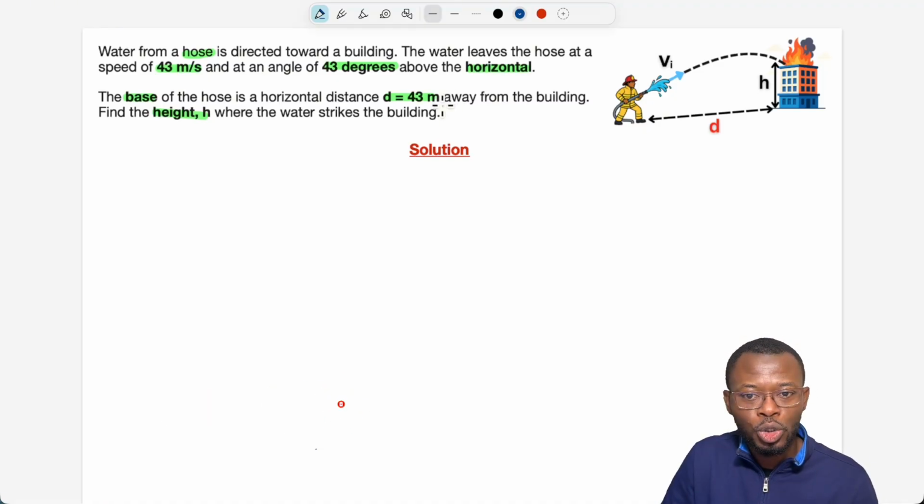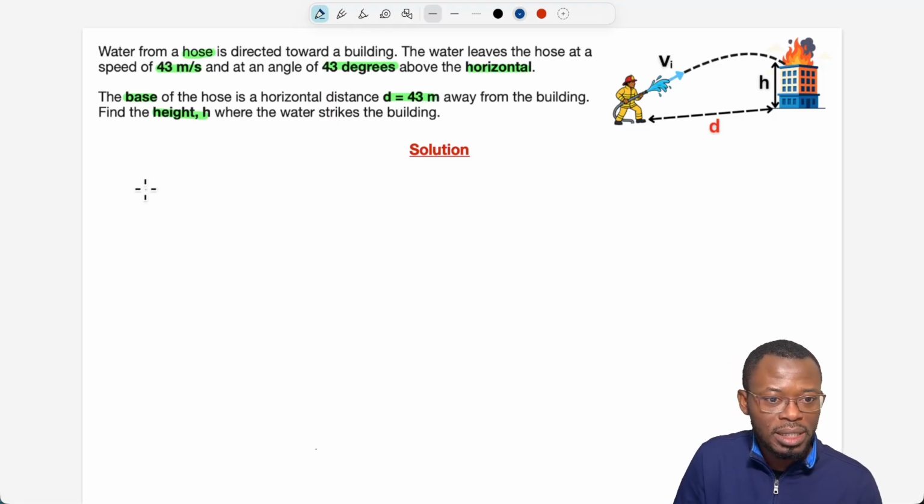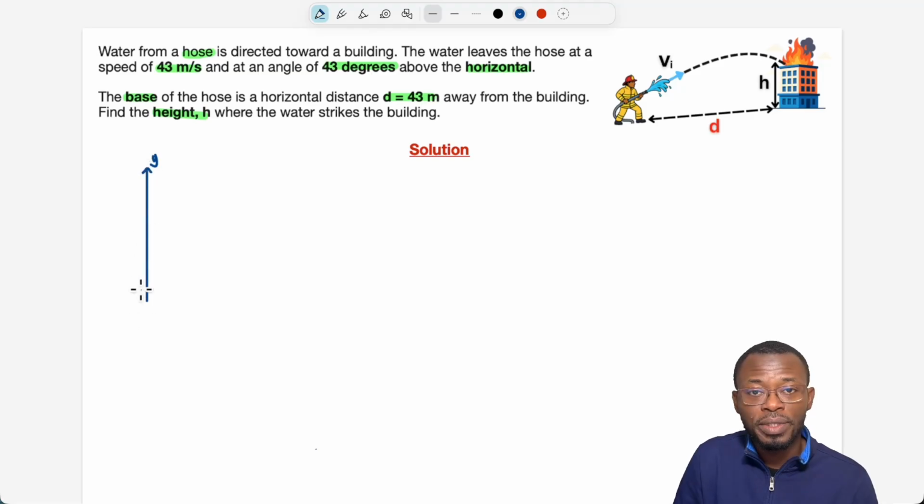Now, since this is a two-dimensional motion, we need to use the xy coordinate system to represent the vertical component of the motion with the vertical axis and also the horizontal component of the motion with the horizontal axis. So to do that, I'll first draw the xy coordinate axis. The vertical axis, which is our y-axis, will represent the vertical component of the motion, whilst the horizontal axis is going to represent the horizontal component of the motion.